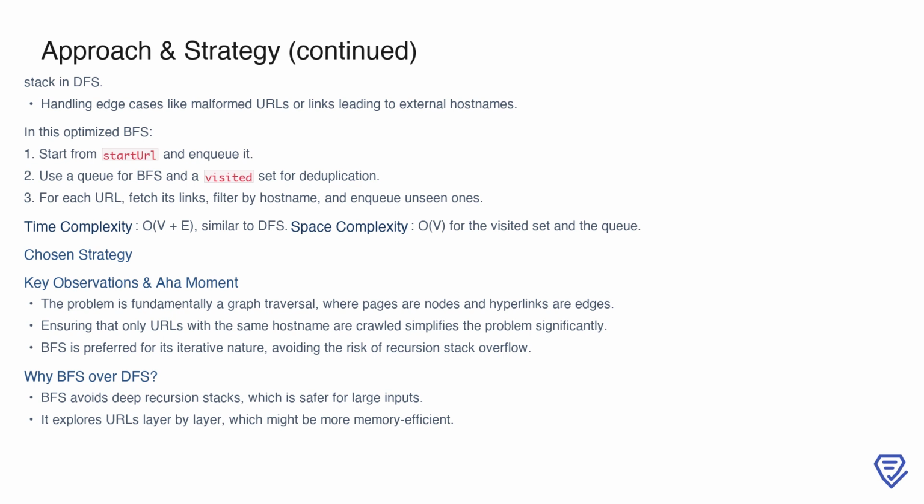In this optimized BFS approach, we start by enqueuing the start URL and marking it as visited. Using a queue, we process URLs one at a time. For each URL, we fetch its links using the HTML parser, filter out those that don't belong to the same hostname, and enqueue only the unseen ones. This ensures that every URL is processed exactly once, eliminating redundancy.